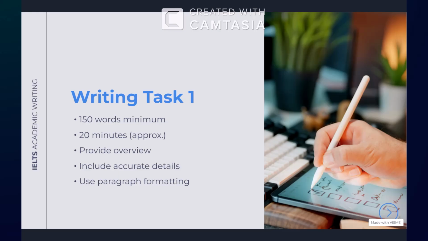For Task 1, you'll be asked to describe a graphic using a minimum of 150 words in about 20 minutes. Be sure to provide an overview and include accurate details. Note that although this is not a typical essay, the IELTS exam does expect paragraph formatting for this task.